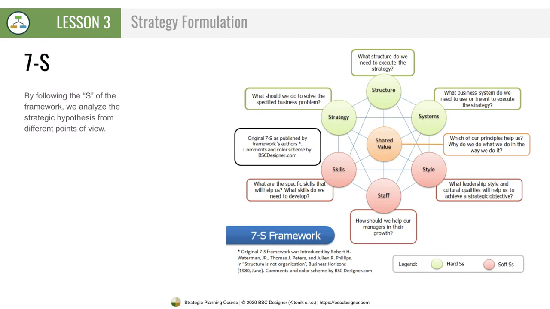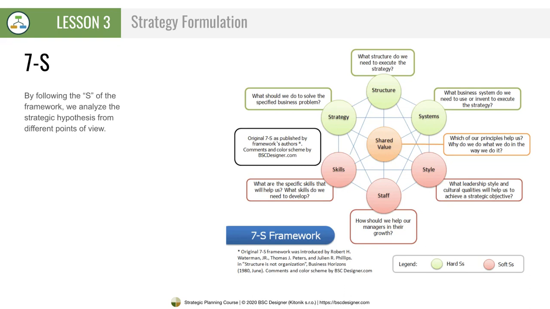7S. The 7S framework is another strategy formulation framework. In this case, a business challenge is analyzed using 7 factors, the S's. These 7 factors are divided into hard S's: strategy, structure, systems; and soft S's: shared values, skills, style, staff. By following the S's of the framework, we analyze a strategic hypothesis from different points of view. Do you have an idea? Analyze this idea with different S's in mind.